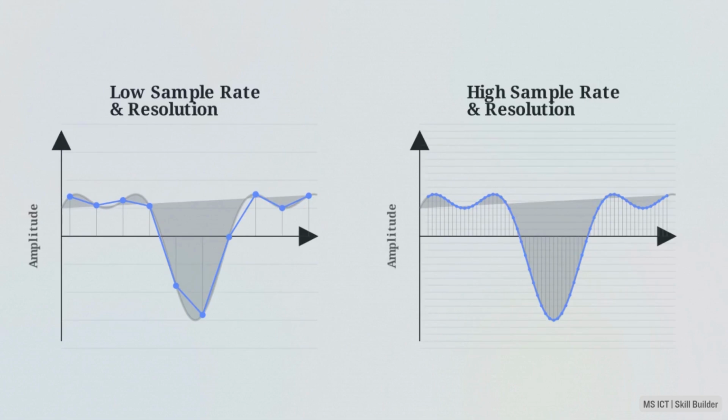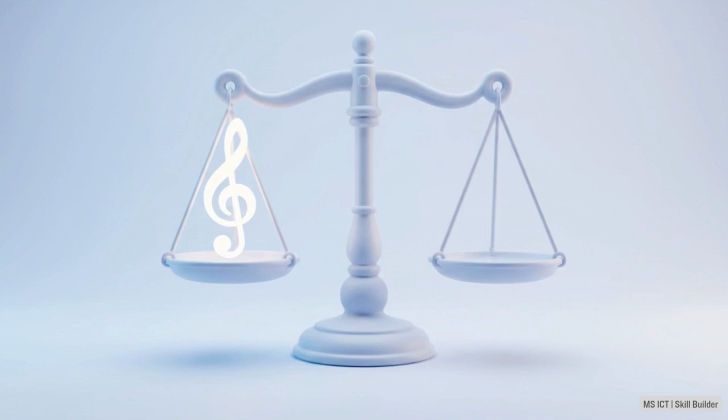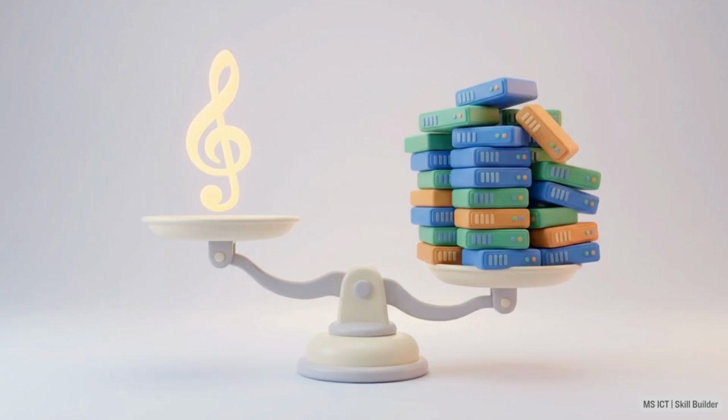This dictates how many bits are used to record each snapshot. A higher resolution gives the computer a much more precise vertical scale to plot the exact loudness of that specific moment. Engineers face a constant balancing act. Combining a high sample rate with a high sample resolution yields pristine audio, but it forces the computer to write a massive amount of data every second.